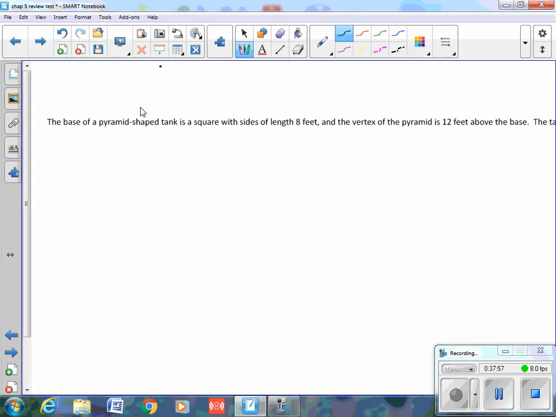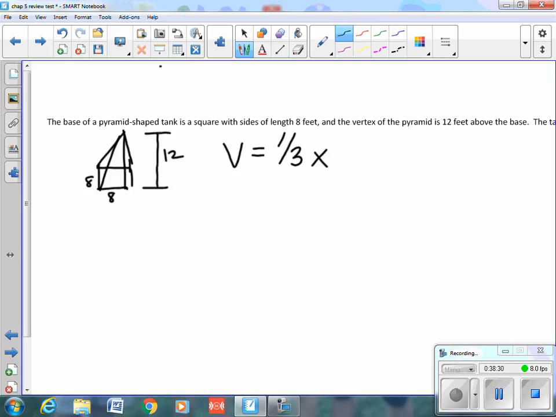Okay, last 3 problems. Hopefully it'll take about 45 minutes to watch this video. So, this is the base of a pyramid-shaped tank. I'm going to try to draw a pyramid. I'm not going to be good at this. Anyway, the base of a pyramid-shaped tank is a square with sides of length 8 feet, and the vertex of the pyramid is 12 feet above. So this is 12, and these all have lengths of 8. And they give you the formula, volume equals 1/3 x squared h.